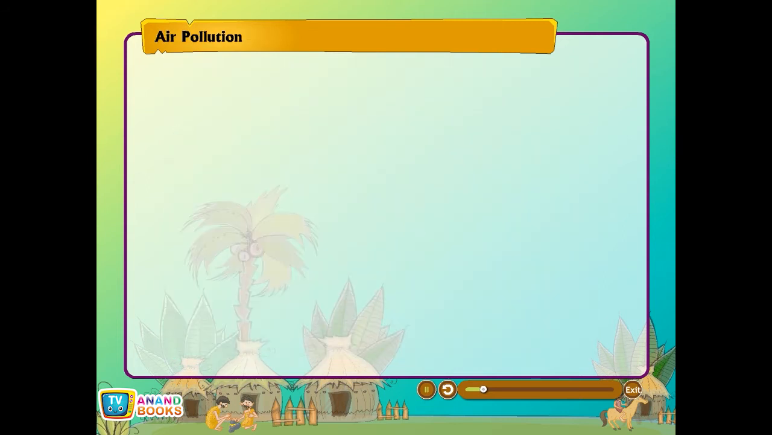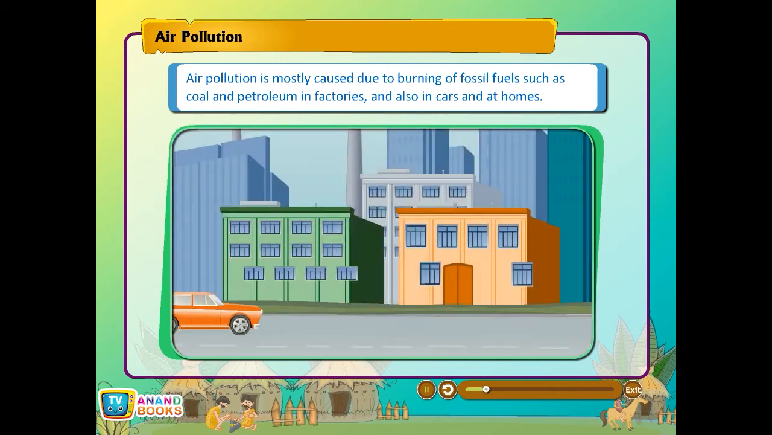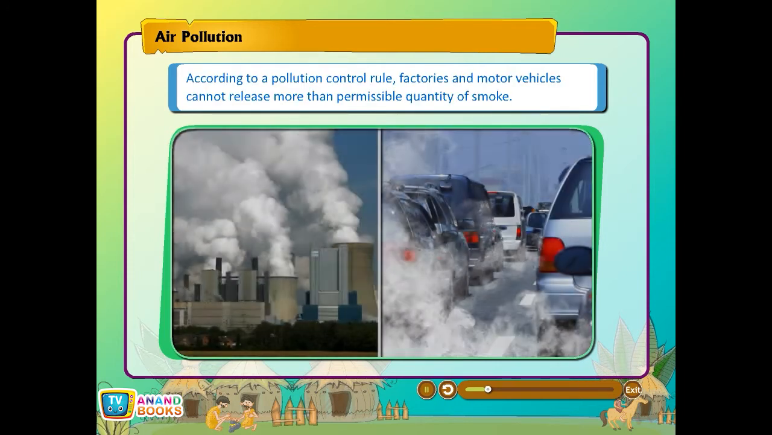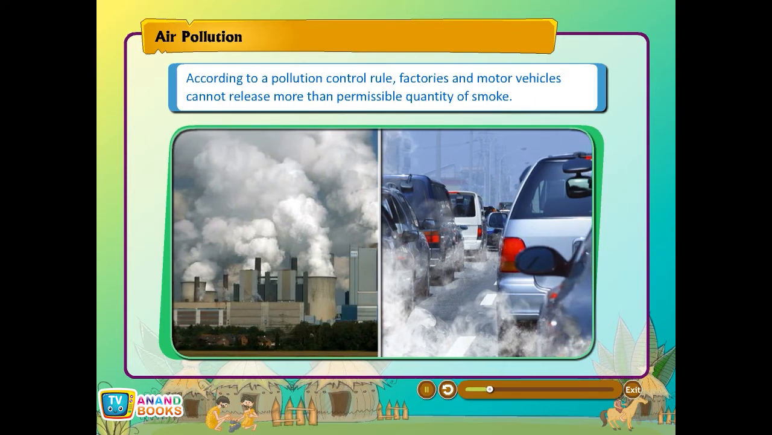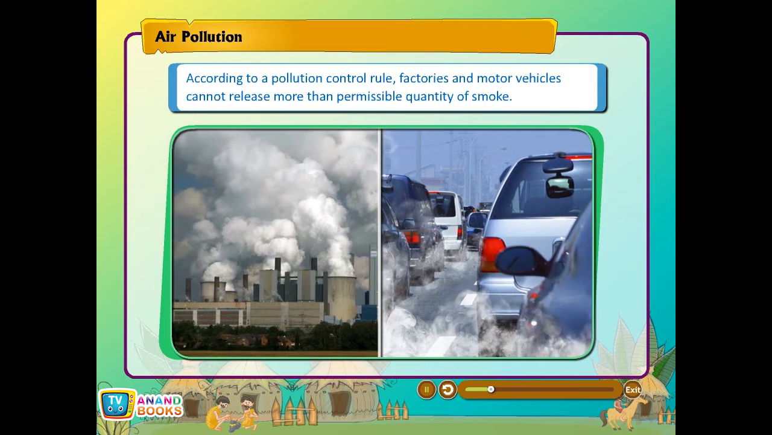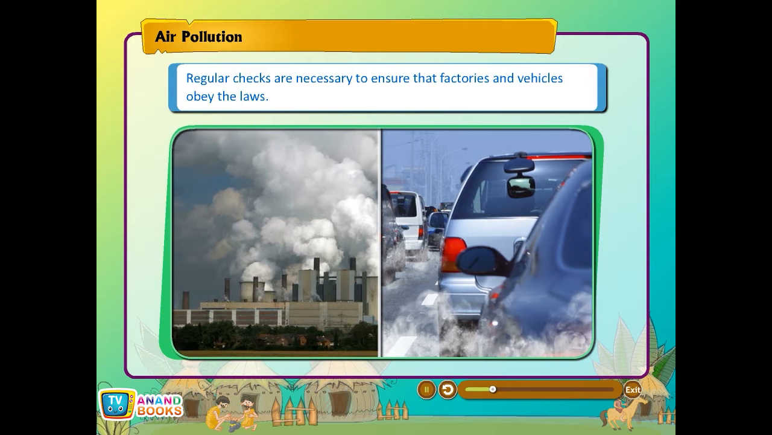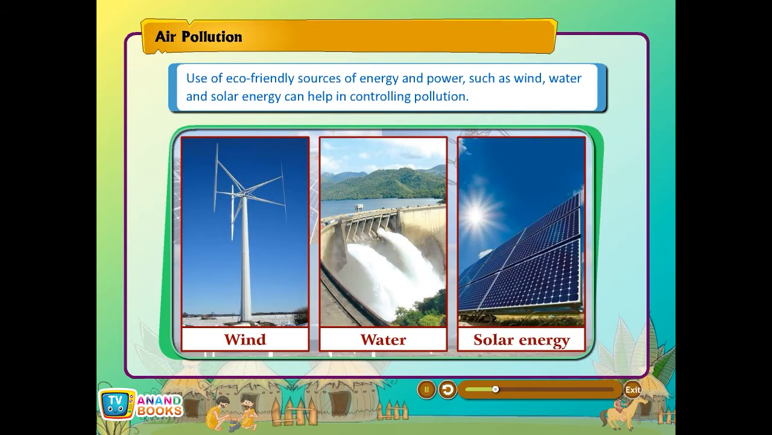Air pollution. Air pollution is mostly caused due to burning of fossil fuels such as coal and petroleum in factories and also in cars and at homes. Ways to control pollution. According to a pollution control rule, factories and motor vehicles cannot release more than permissible quantity of smoke. Regular checks are necessary to ensure that factories and vehicles obey the laws. Use of eco-friendly sources of energy and power, such as wind, water, and solar energy, can help in controlling pollution.